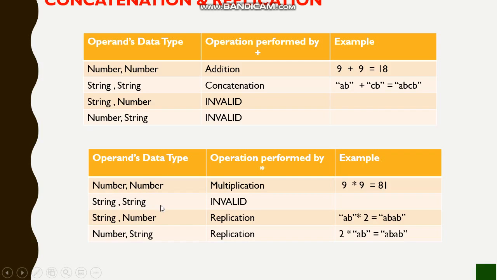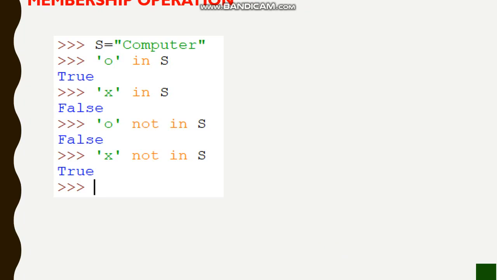With replication operator, if you use 2 numbers, it becomes multiplication. That is 9 into 9 will give you 81. 2 strings cannot be used with replication, it is invalid. And you can use string and number, and number and string. That is, both will do replication. "AB" star 2 is equal to "ABAB" and 2 star "AB" is also equal to "ABAB".